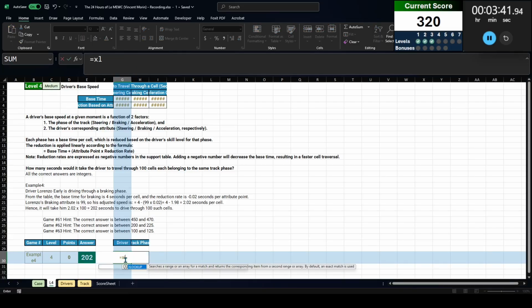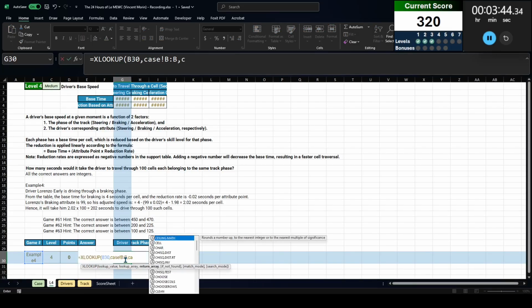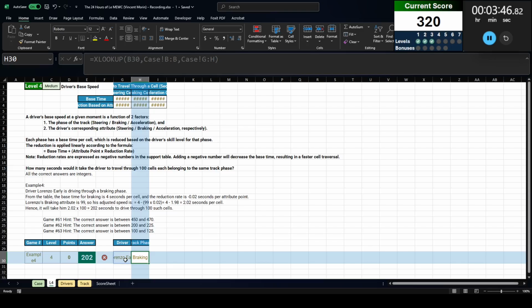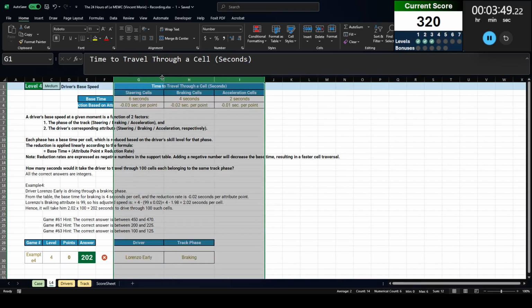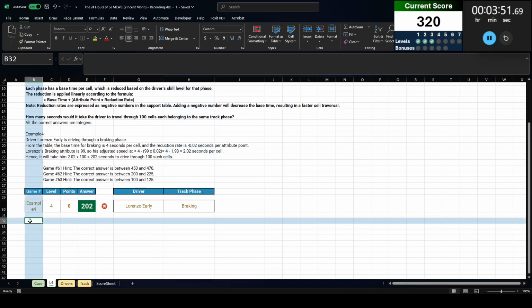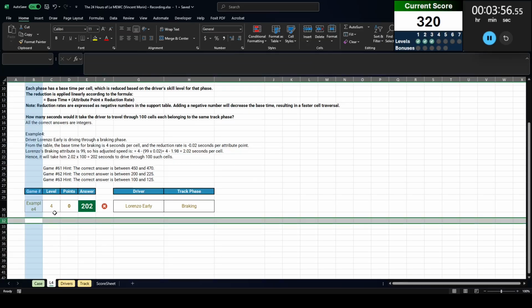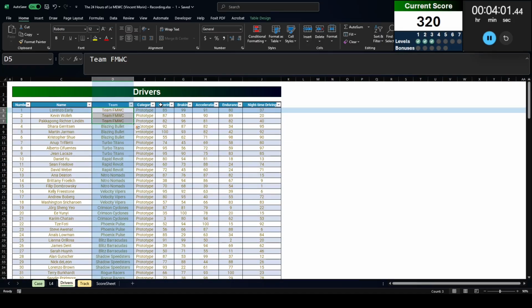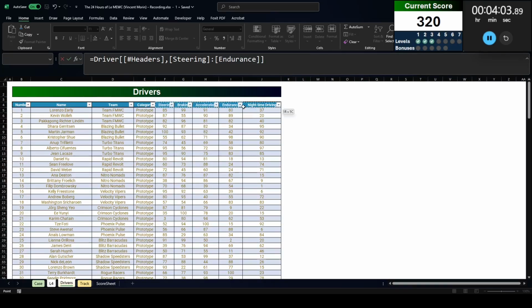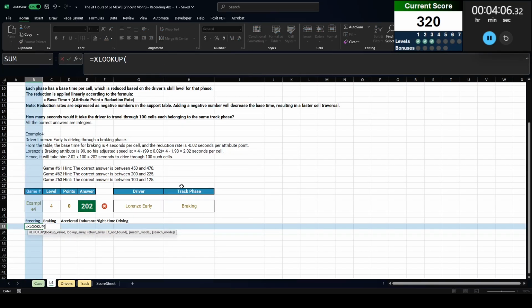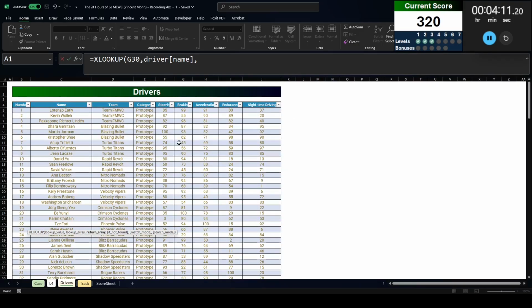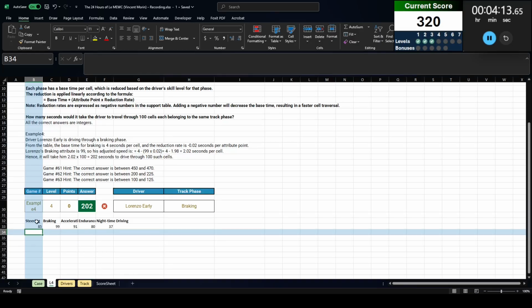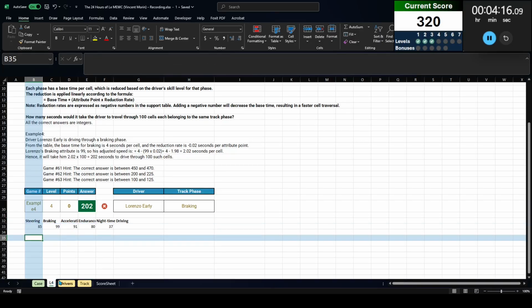Set up my data table runner. There we go. Okay, and then let me widen these so I can see what's in that table. Excellent. All right, so let's bring Lorenzo's 5 attributes out. We're going to XLOOKUP this driver name, return these 5 attributes. There we go.